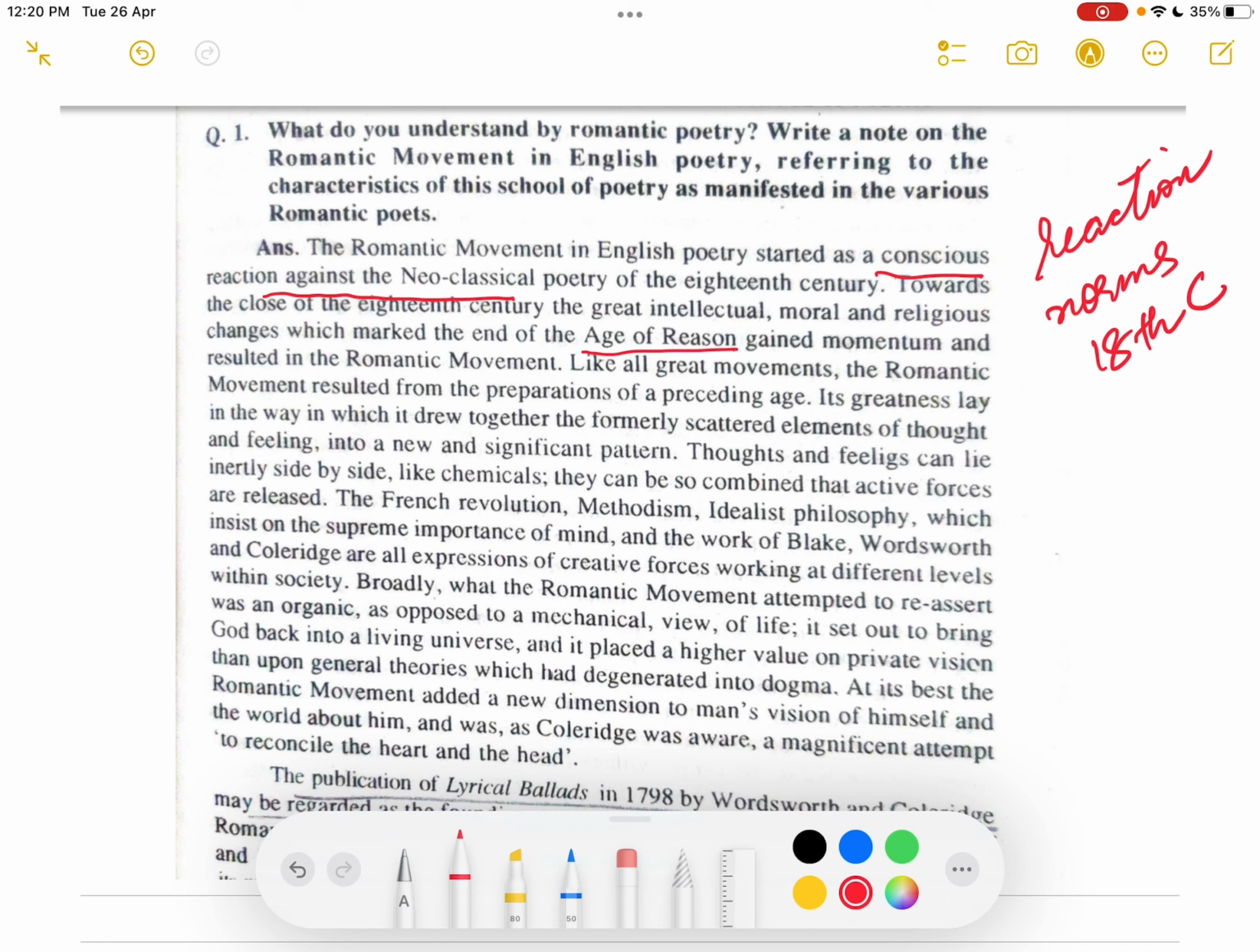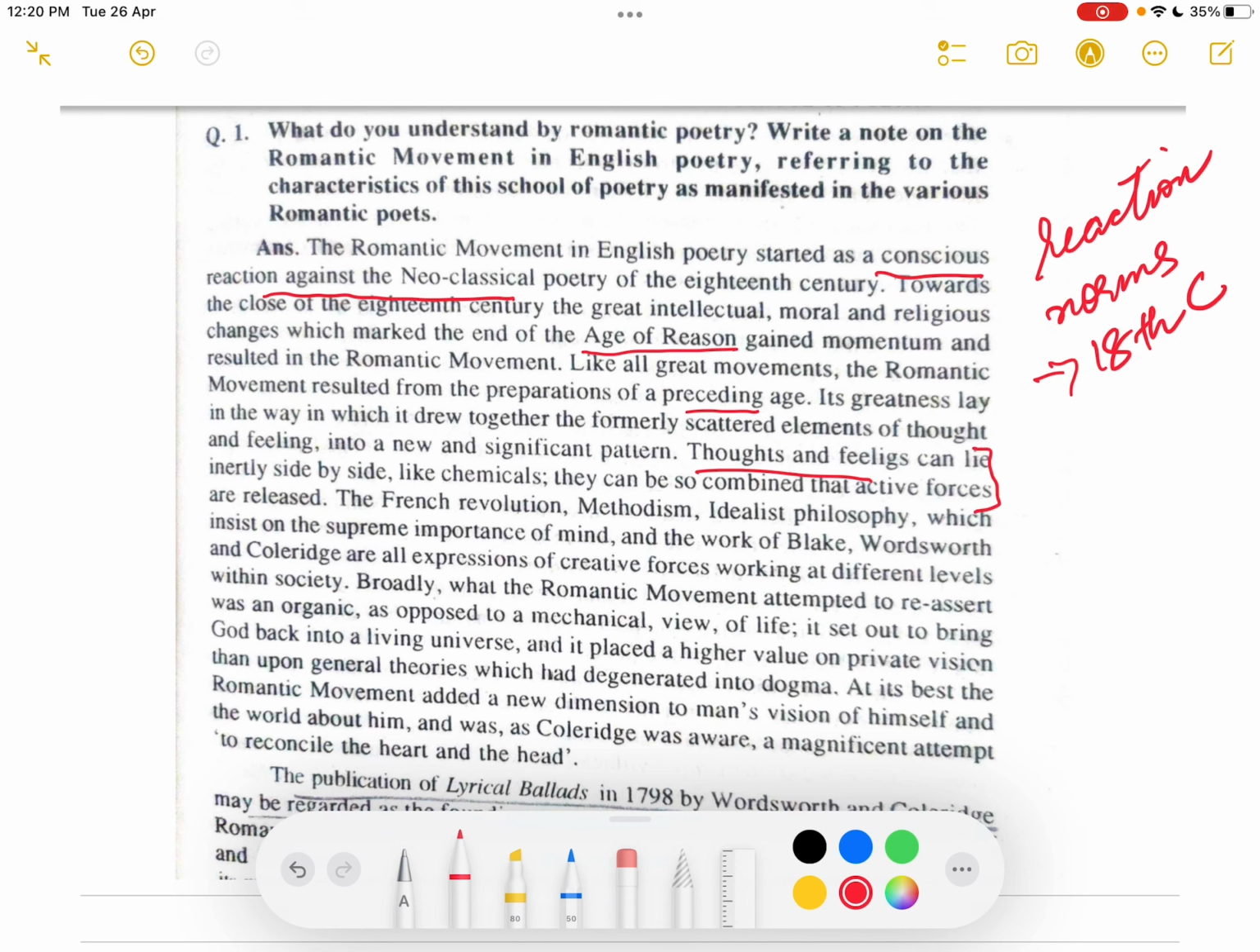Like all great movements, the romantic movement resulted from the preparations of the preceding age gone by, the 18th century. Its greatness lay in the way in which it drew together formerly scattered elements of thought and feeling into a new and significant pattern. Thoughts and feelings can lie inertly side by side like chemicals. They do not combine. They can be so combined that active forces are released. So, these are some lines which you should not use in your answers.